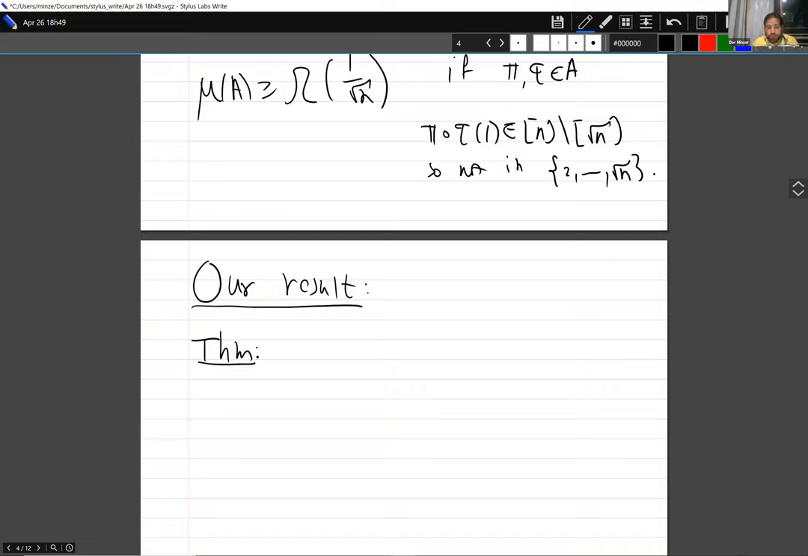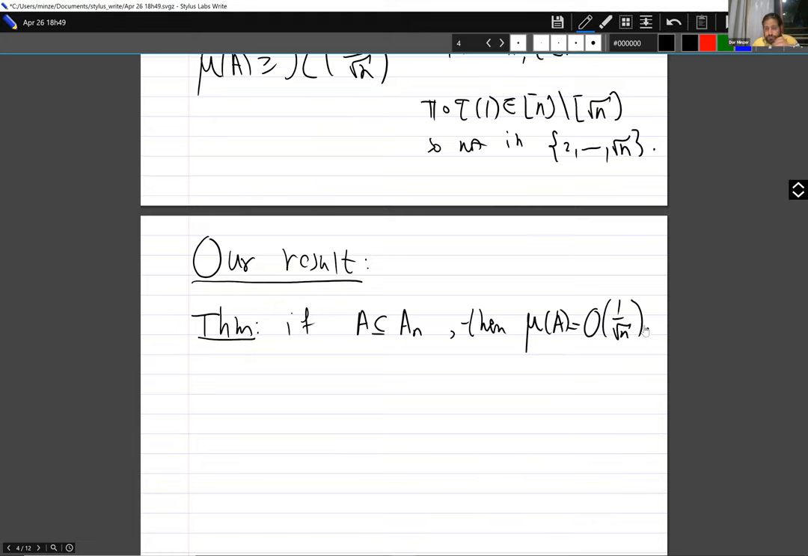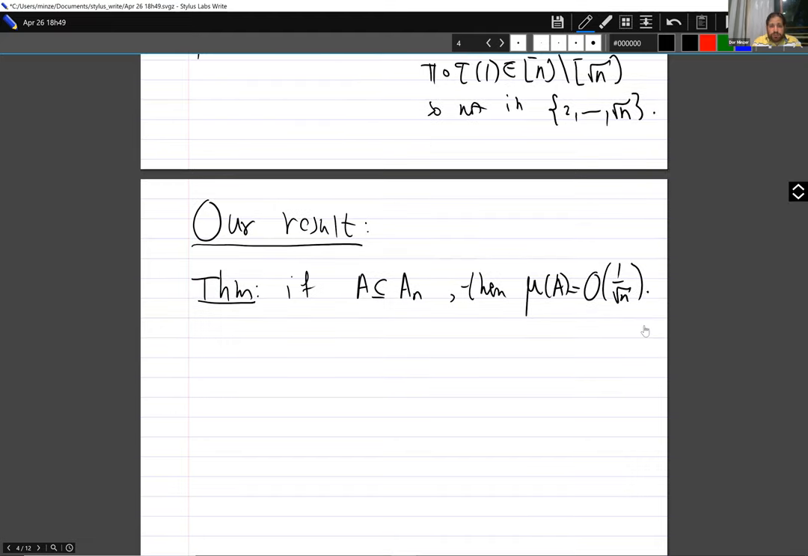So the main result of this work is that the right answer is 1/√n. So if you have a product free set in AN, then its density is at most of 1/√n. Okay, so this is the main result, and now I want to ask a question about the result.